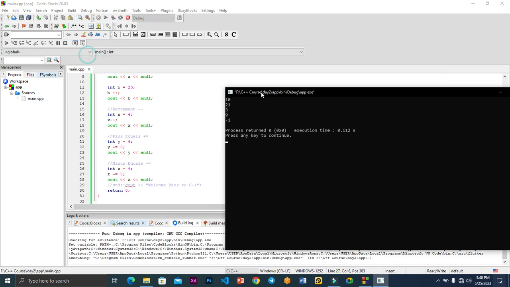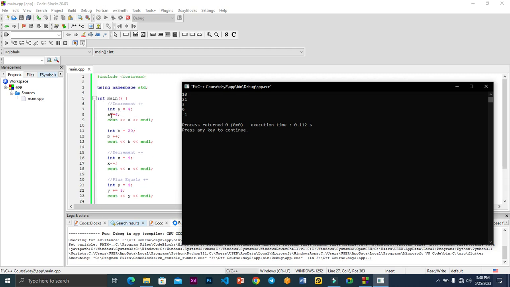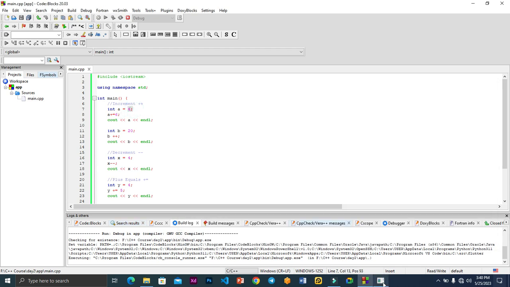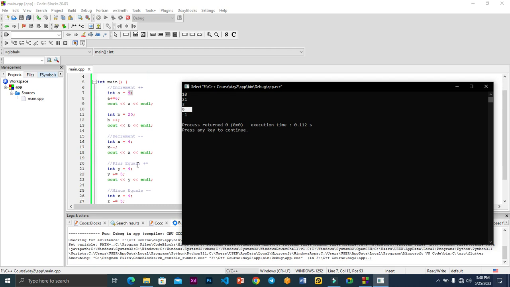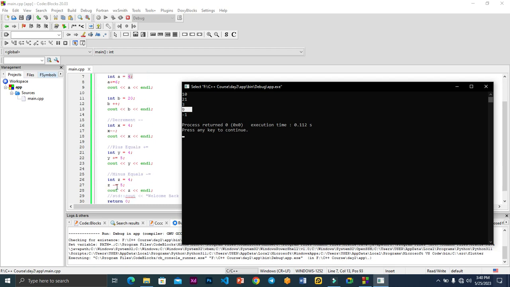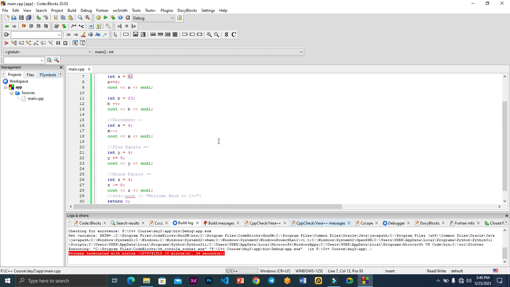From the top, this one we are increasing a. A is 4 and we are increasing it by 6, so we will have 10. The next line, b is 20 and we are increasing it by 1, we will have 21. The next line, decrement, we have x to be 4 and we are decreasing it by 1, we get 3. Here y is set to 4, we are increasing it by 5 and we have 9. And then the last one, z equals 4, we are decreasing it by 5, we get -1. So this is how the decrement and increment operators work. I hope you understand this.